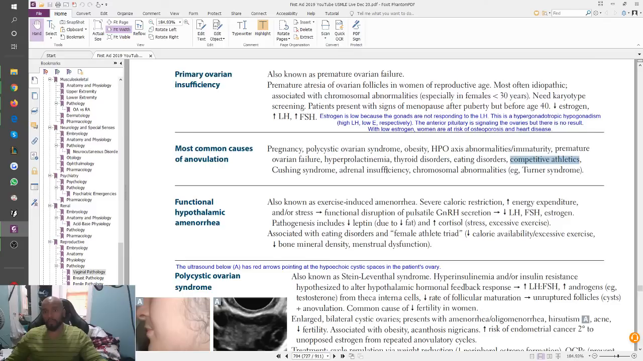Cushing syndrome, adrenal insufficiency, chromosomal abnormalities like Turner syndrome, which we've seen already. Right? These are all the common causes of anovulation. You should probably already know all of them. There's really nothing here that's new right now. So at this point, we've already taken a look at Cushing, adrenal, chromosomal abnormalities, all of these.